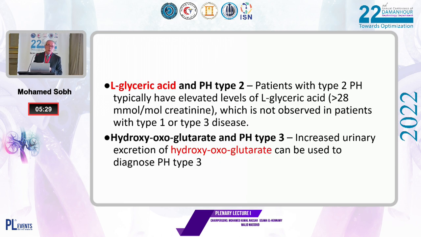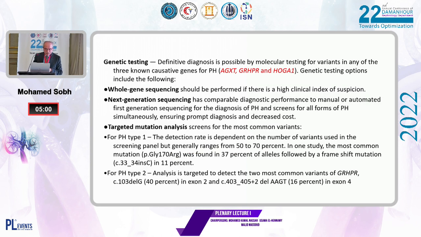Now we come to type 2. Remember when I was talking about genetics, it is the L-glyceric acid. When you have high L-glyceric acid with high oxalate, you are dealing with a case of type 2. And in type 3, you will find hydroxyoxoglutarate beside oxalate. So by urine, we can diagnose primary hyperoxaluria. We can define type 1, type 2, or type 3, but definitive diagnosis relies on genetic analysis.